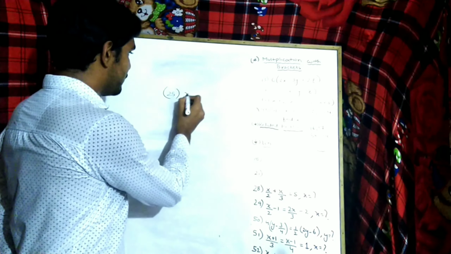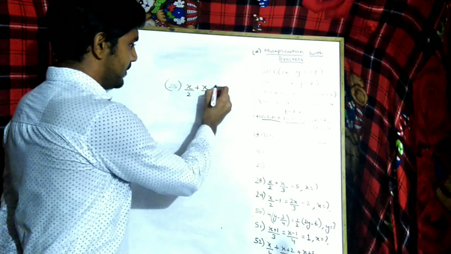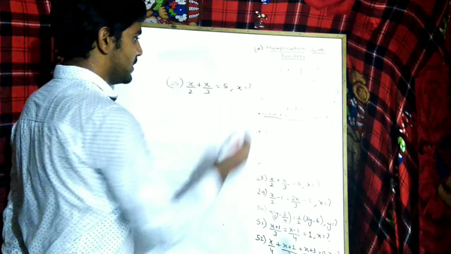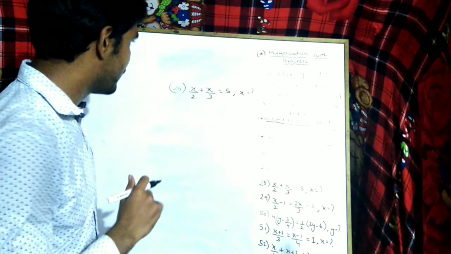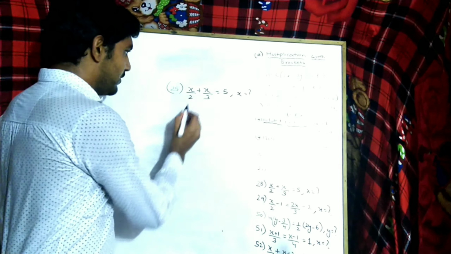x by 2 plus x by 3 is equal to 5. We have to find the x value. In this type of problem, I will explain it in a very simple way. You can take the LCM also. There are two methods.